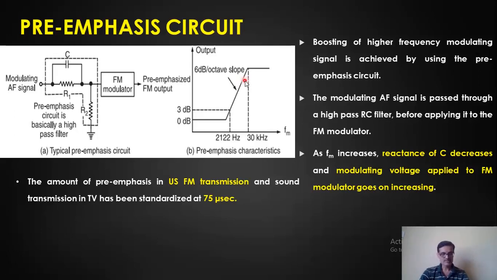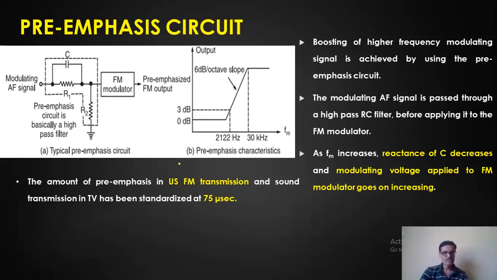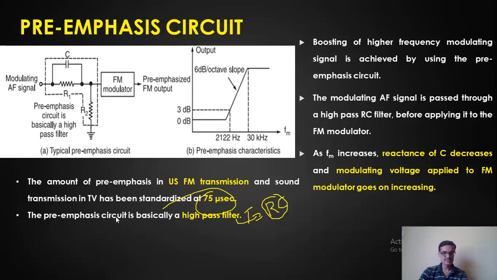Suppose you want to get 2122 hertz, the time t equal to RC. Just one second, let me choose a pen here. Yeah, so the time t equal to RC; the values of R and C decide the time constant. RC is selected to get the value of t equal to 75 microseconds, so it is designed for 75 microseconds. How we can get that frequency, I'll show you next.